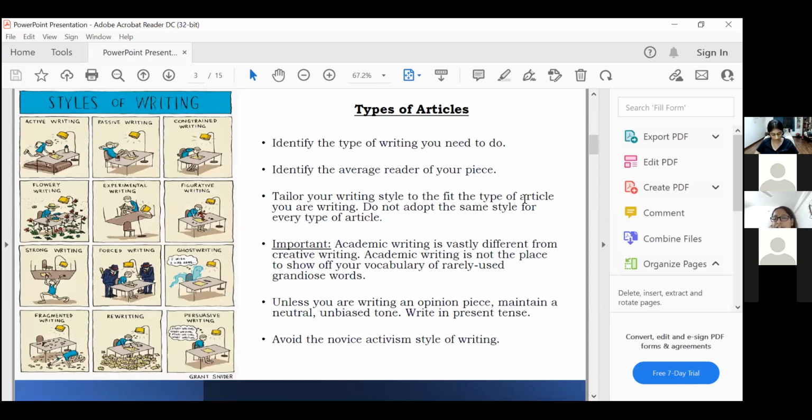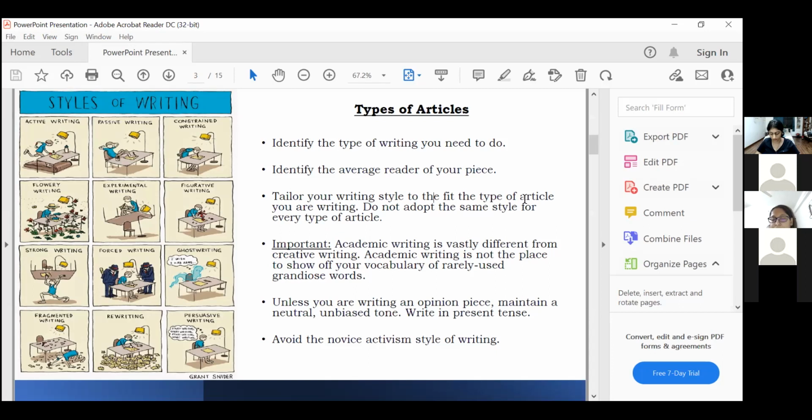And then you tailor your writing style to fit the type of article that you are writing. Obviously, you can't adopt the same style for every kind of writing. You cannot write a policy brief the same way you would write your dissertation, or write your dissertation the way you would write an op-ed. Academic writing is vastly different from creative writing. This is an important part that I've seen people often forget when they are just starting out writing academic articles.